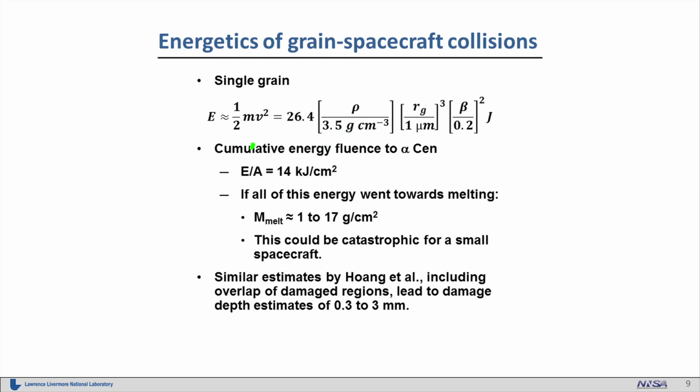The cumulative effect in going to Alpha Centauri: you'll intercept 14 kilojoules per square centimeter. And if you just converted all of that energy into melting material, you could melt between 1 and 17 grams of material. And since we're talking about 1 gram mass crafts, that could be catastrophic. Now, it's not certain that that'll all go into melting. Some of it may be expelled from the spacecraft and may spread out. Similar estimates were done by Huang et al. They considered the overlap of damaged craters, and they concluded that these grains could damage a depth into the spacecraft of between 0.3 and 3 millimeters.